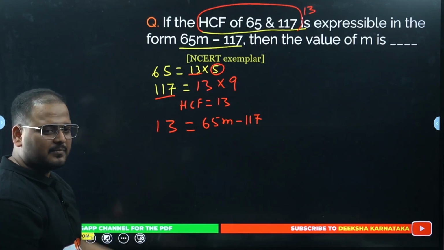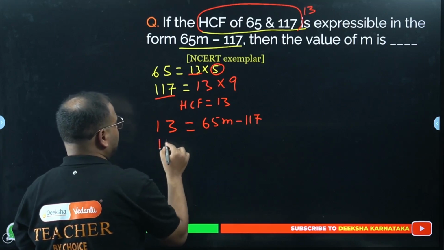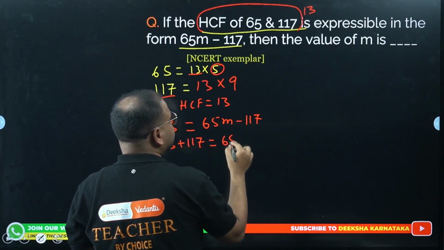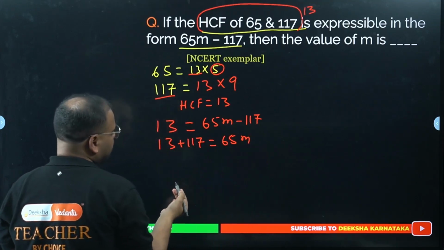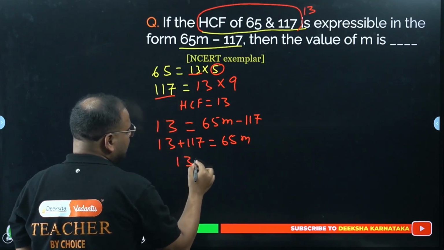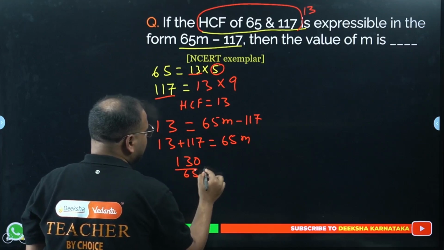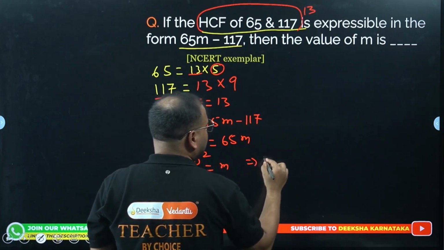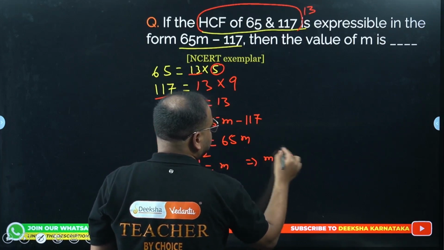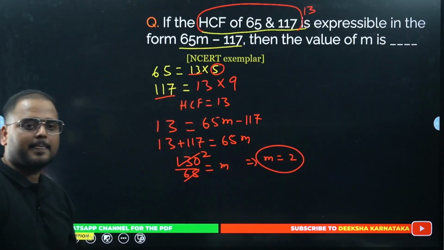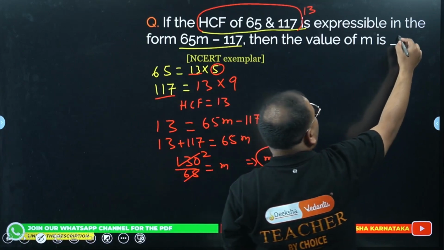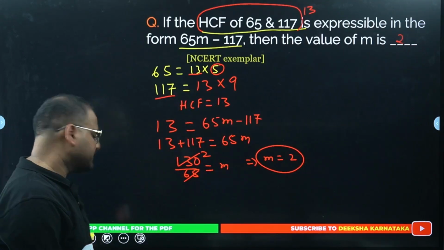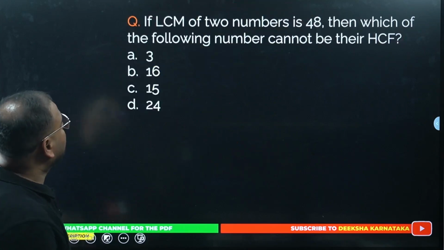I have to do it? Chaliye, let's solve the question anyway. So 13 plus 117 equals 65m. This is going to be 130 upon 65 equals m. Answer is 2. Done. They were asking the value of m only, na. m is 2. Done. Easy. Move on.